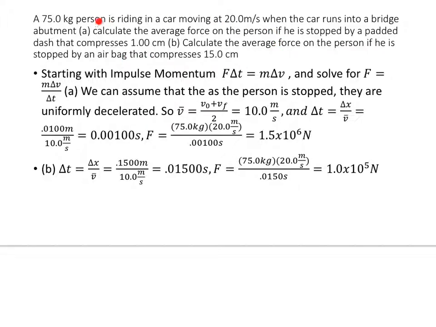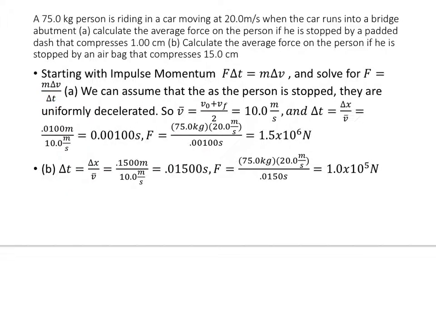Here's a problem related to what we were talking about in the previous slide. We've got a 75 kilogram person riding in a car at 20 meters per second. The car runs into a bridge abutment. We want to calculate the force on the person if the person is stopped by a padded dash that compresses 1 centimeter, as opposed to the average force if he's stopped by an airbag, which compresses 15 centimeters. So we start with the impulse momentum equation, and we're going to solve for the force. That's what we want to find. But we don't have the time. The problem didn't give us the time.